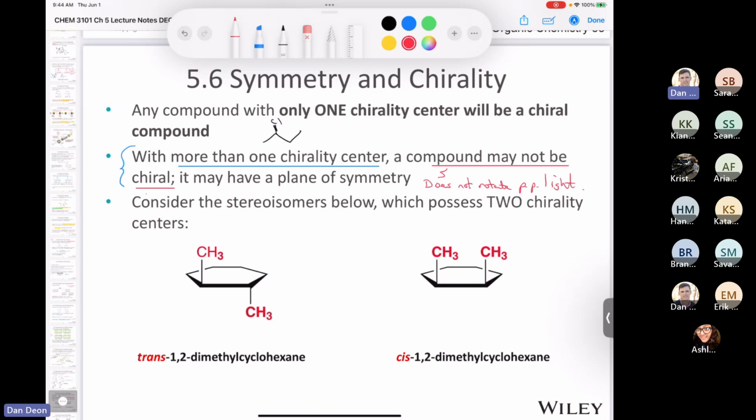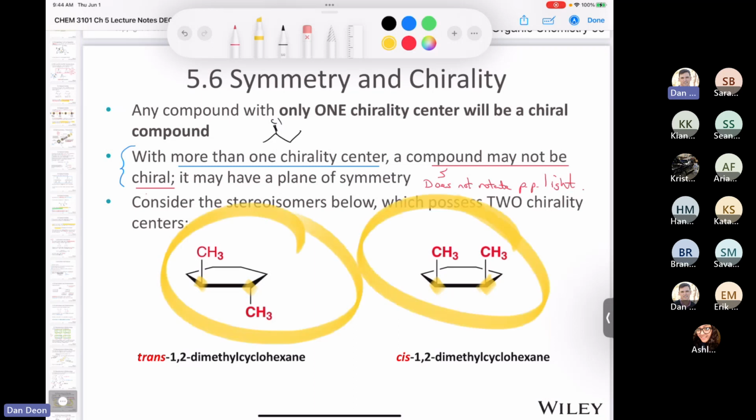So why would that be? Let's take a look at these two diastereomers here, trans and cis 1,2-dimethylcyclohexane. They both have two chiral centers. Those are two chiral centers, and these are two chiral centers. But it turns out that one of these molecules is not chiral. I'm not saying it doesn't have a chiral center, but I'm saying the molecule as a whole is not chiral.